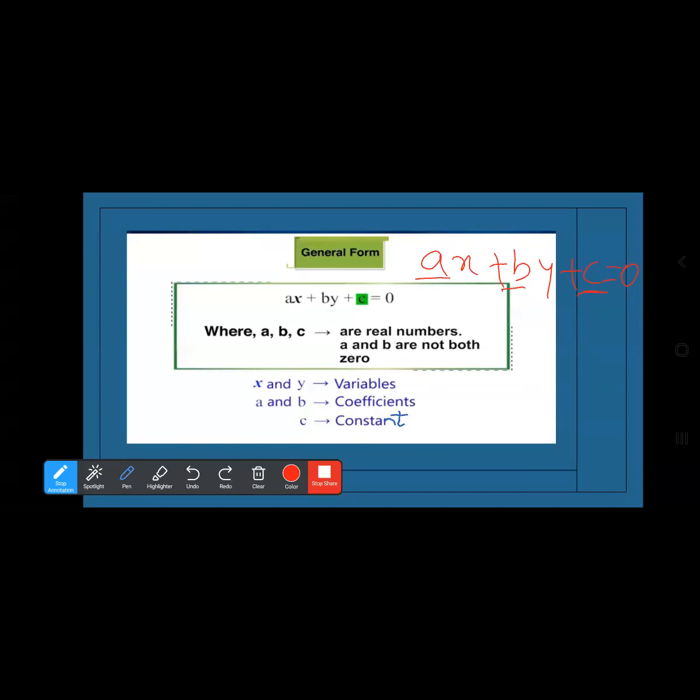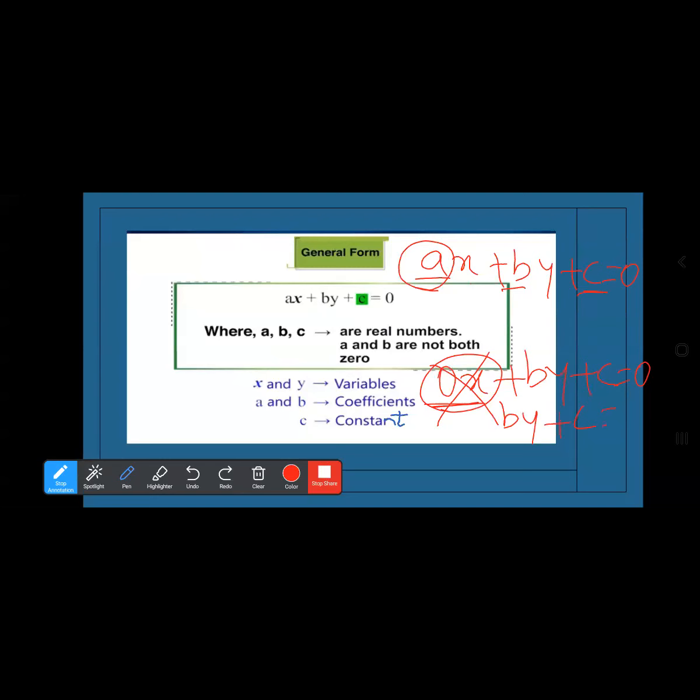You can take any coefficient, that is, any real number. x and y are the variables. Now if the value of a is 0, that is, 0 multiplied by x plus by plus c is equal to 0, then 0 multiplied by x becomes 0, because 0 multiplied by any variable or any number is 0. So at last, by plus c is equal to 0, and in this equation you can see only one variable.